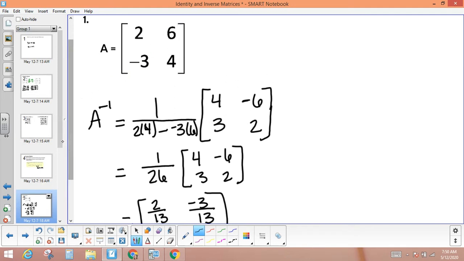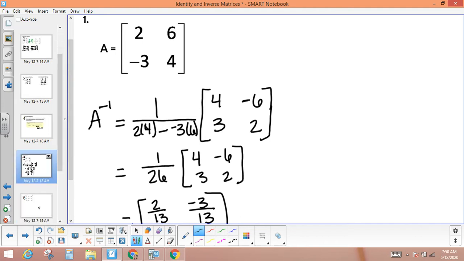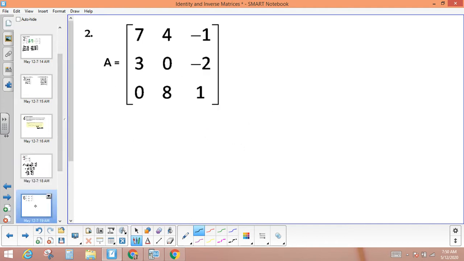Okay, so to find the inverse of a 3 by 3, again, there is a process that you can go through, but we're not going to worry with that. We're going to just use our calculator.